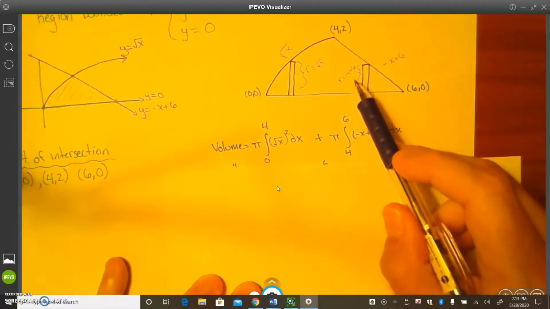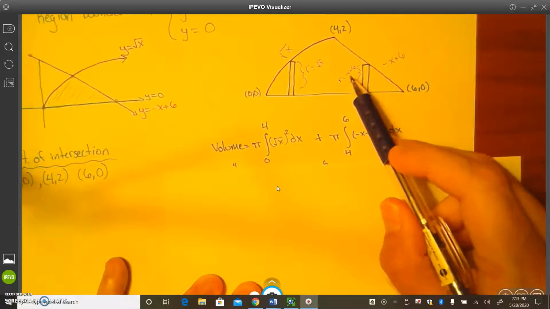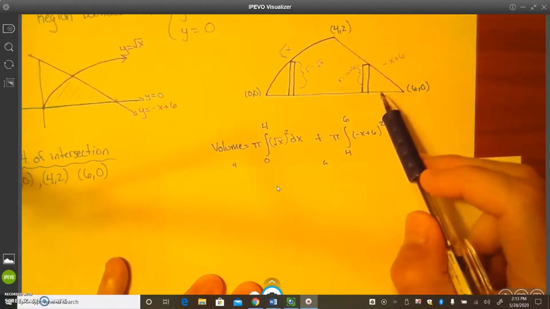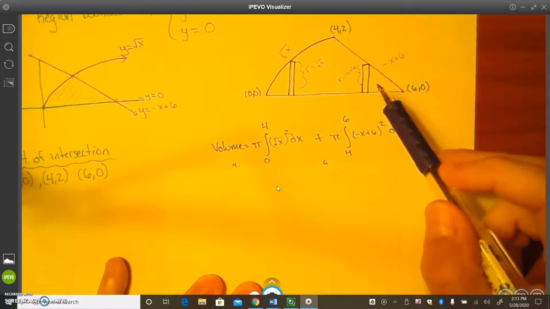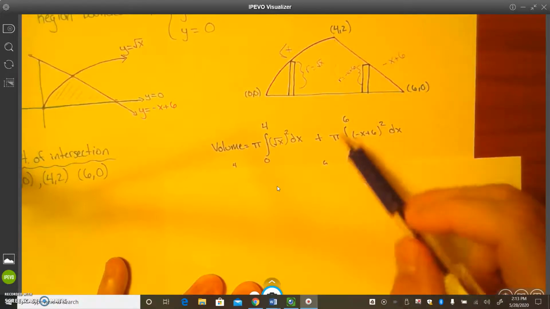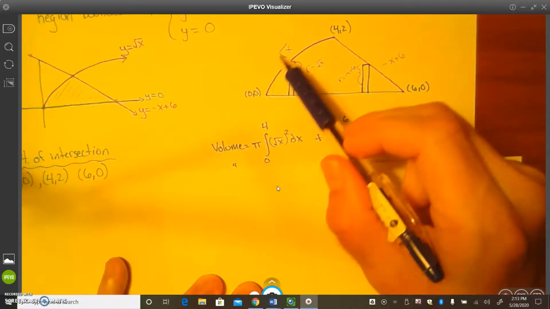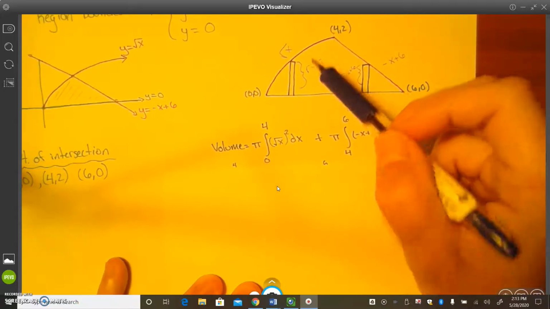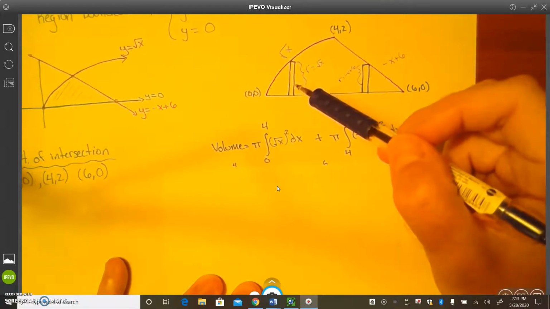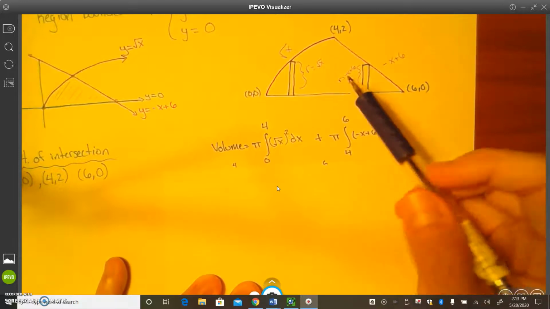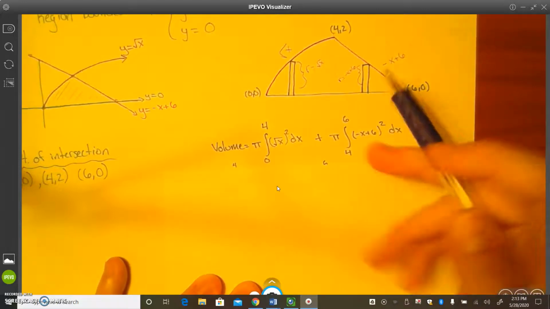Now, of course, it makes sense if I add up this region, it's almost like I'm cutting the region into two. If I rotate this little triangular region 360 degrees around the x-axis, I get the volume generated with this integral. And if I take this square root region, rotate that around the x-axis 360 degrees, I get the volume generated by this one. Adding them up, I get the full region's volume.